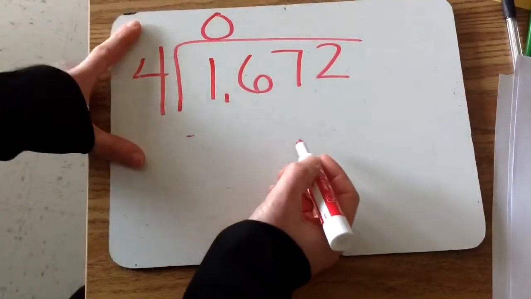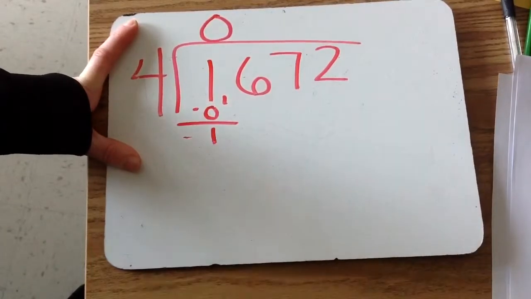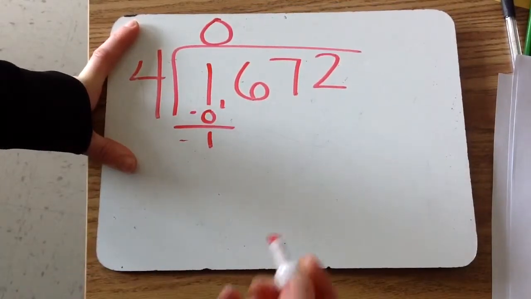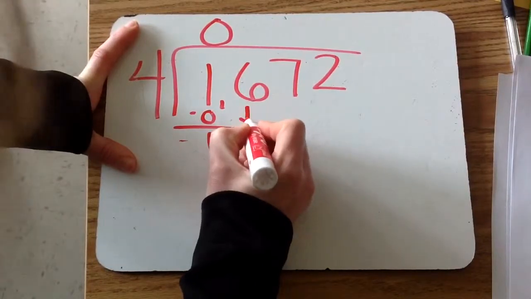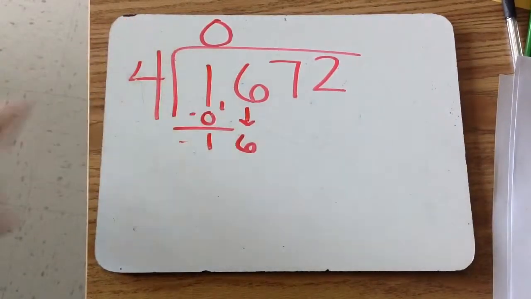So I'm still going to go through the motions. 0 times 4 is 0. I'm going to subtract. That 1,000 unbundles into 10 hundreds. So now I have 16 hundreds. Oh, did I give you time to write this down? Probably not. Go ahead and make sure you get this down.